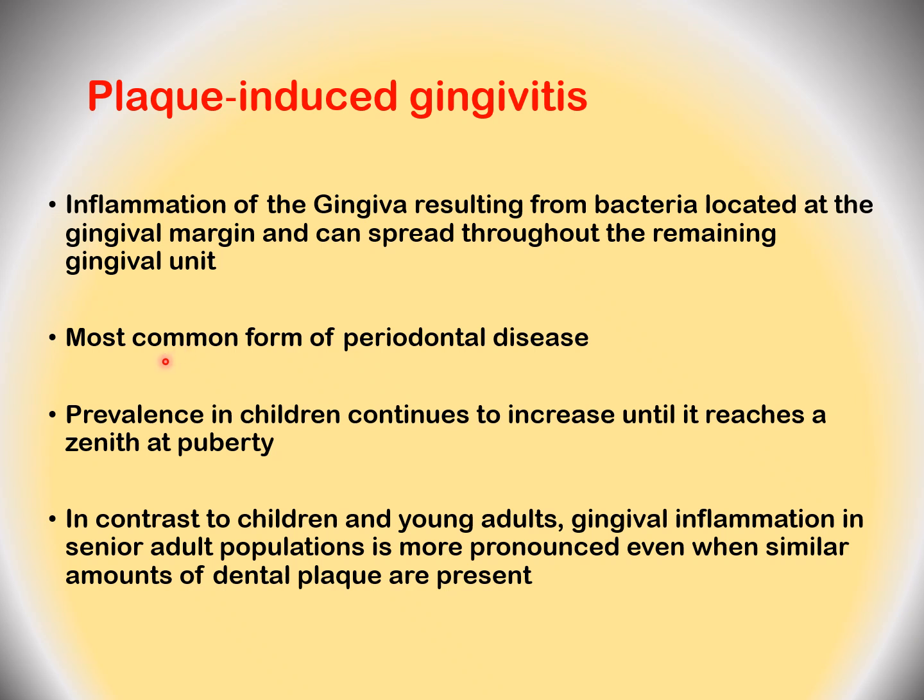Plaque-induced gingivitis is the most common form of periodontal disease. It begins with plaque at the gingival margin and it can spread throughout the remaining gingival tissue. We can see prevalence increases in children, peaking at puberty. The inflammatory response in older adults tends to be more pronounced even with a smaller amount of plaque, which highlights the role of age-related changes in host response.